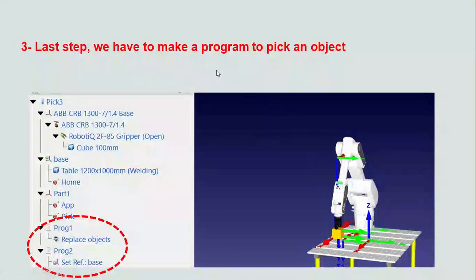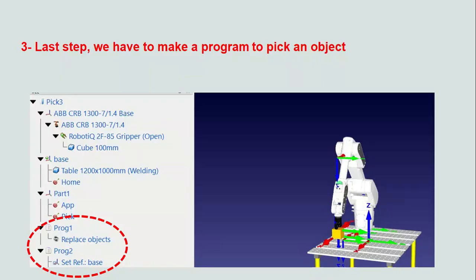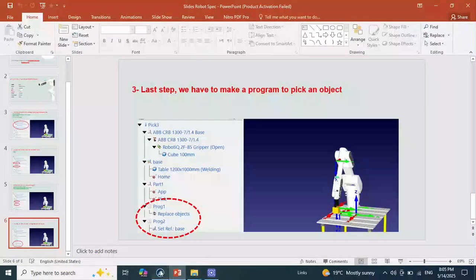So what should we do in the last step? We have to make a program to pick a cube. We need program number 1 to replace the cube in the first position, the reset position, and for program number 2, we want to write a main program. So we need to create 2 programs. Let's go to RoboDK to create program number 1 and program number 2.